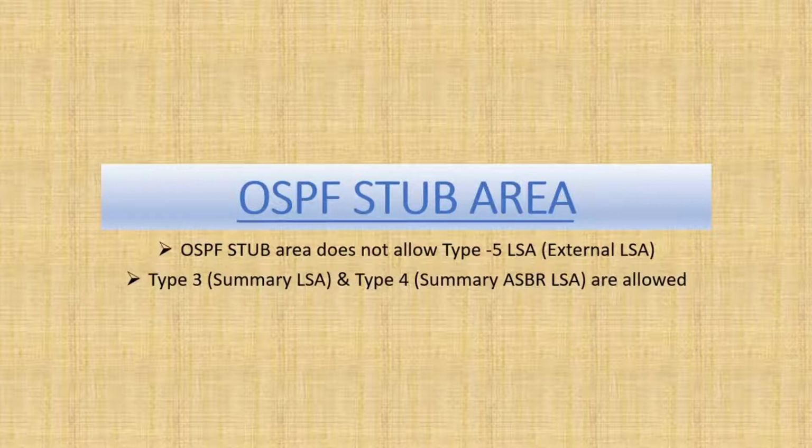Let's start with OSPF Stub. Now, the OSPF Stub is a special area. It does not allow the Type 5 LSA, the external LSA that is coming from any other AS, say from EIGRP or any other autonomous system. But it allows the Type 3 inter-area summary LSAs, and Type 4, that is the summary ASBR LSAs.